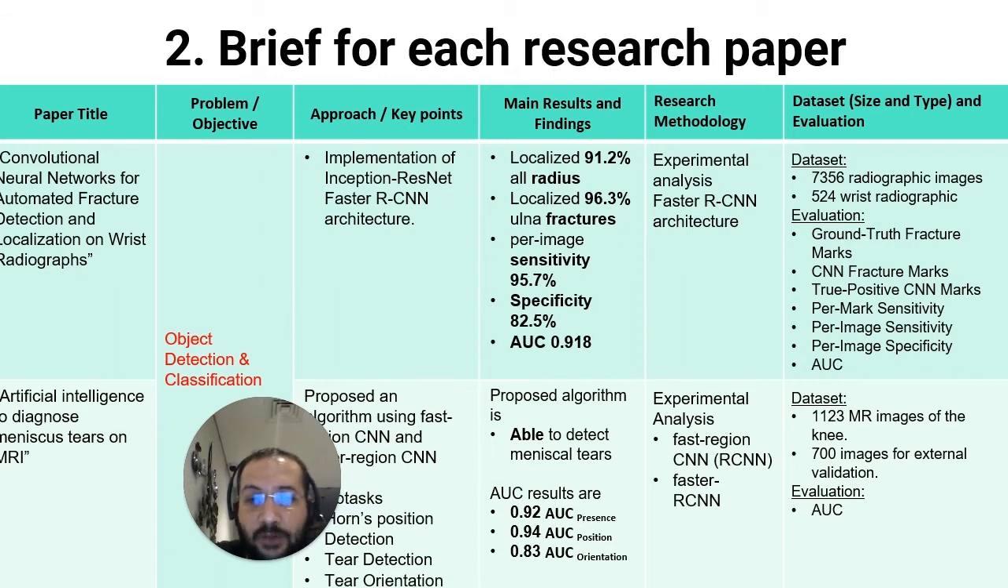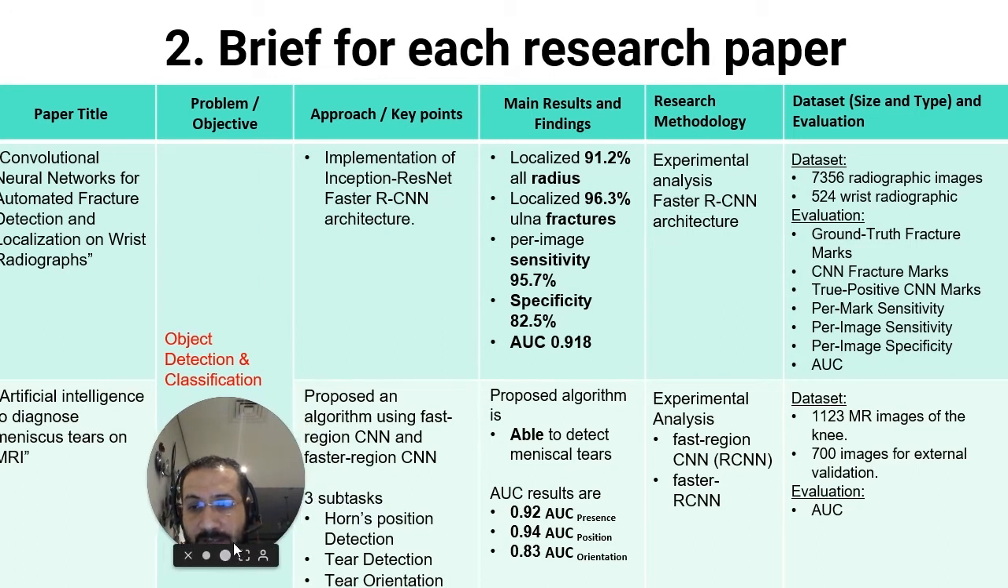So with that, the results of this paper revealed that the faster RCNN is able to localize, as you can see, 91.2% of all radius and localize 96.3% of ulnar fractures, which is quite high. Image sensitivity was 95.7, specificity 82.5, and the AUC value was 0.918. The second one here is the artificial intelligence to diagnose the meniscus tears on MRI.